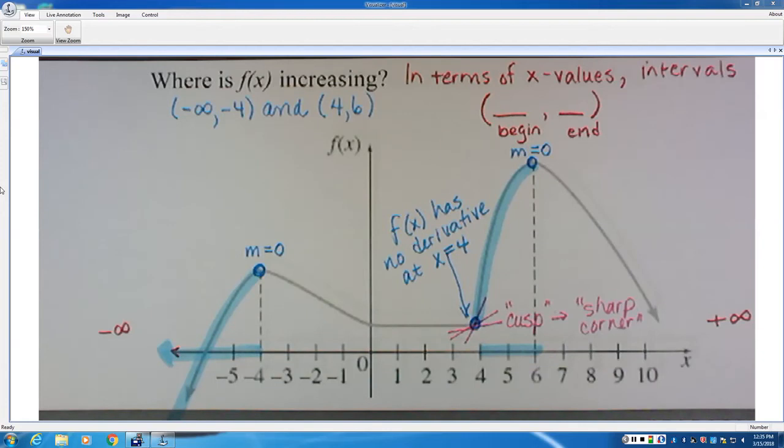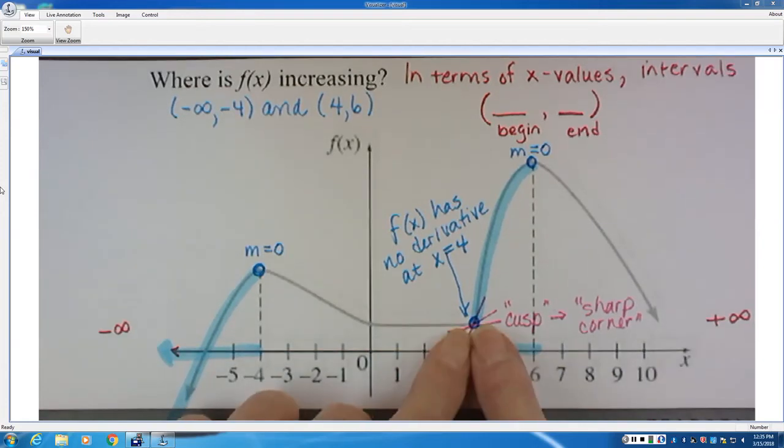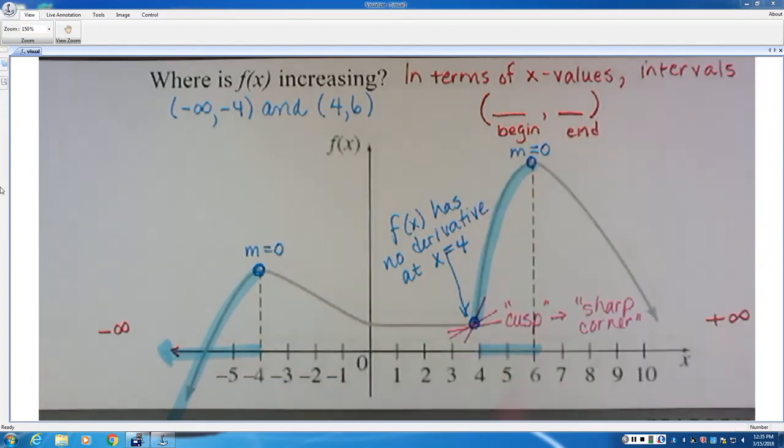And I'm bringing that up now because I don't want you to think that as soon as it's not increasing or decreasing, that automatically means that the slope is 0, because it's not. Okay? Doesn't automatically mean the slope is 0. Now here, the derivative does exist.